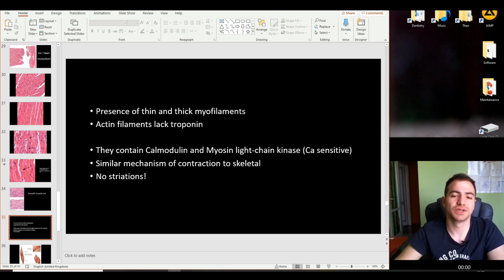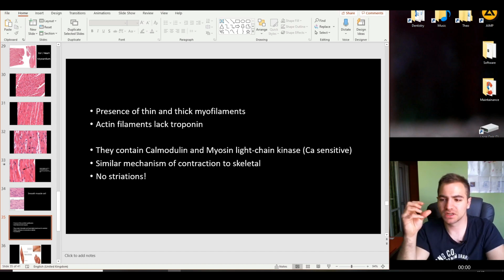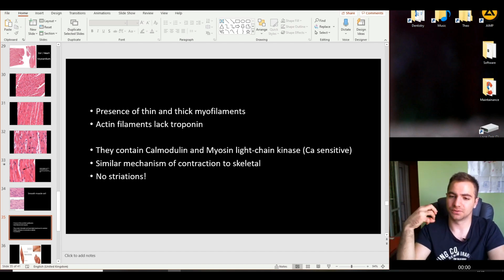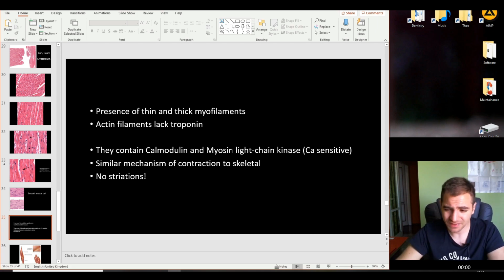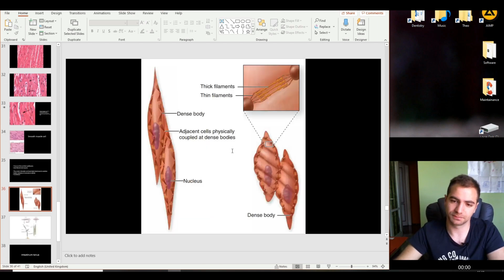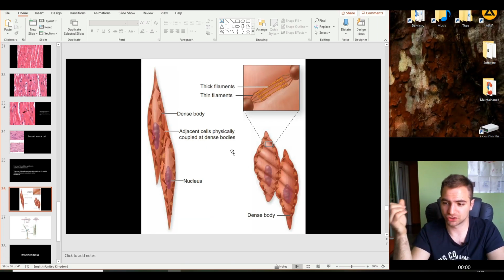type of movement. So these units lack troponin, so we don't have this very strict, let's say, controlling point. They contain this calmodulin and this myosin light chain kinase. Calmodulin is nothing more than just the molecule that again practically receives calcium, and same as the myosin light chain kinase. These molecules somehow regulate the contraction of the smooth muscles. And of course, there are no striations because there is no presence of the sarcomeres here. Let's talk a bit about how this contraction actually takes place.